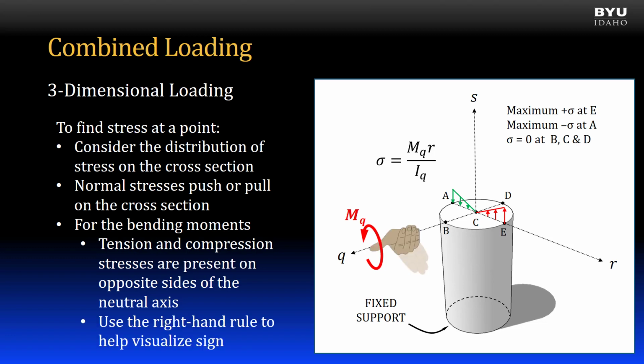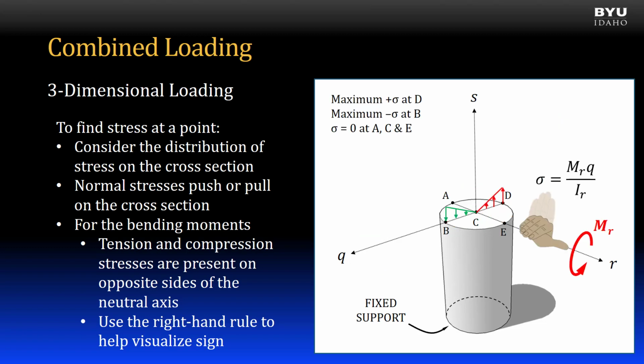Use the right-hand rule to determine which side is tension and which side is compression. The fingers curl up from the tension side and swing around to push on the compression side. For this positive moment, the maximum tension stress is at point E, and the maximum compression stress is at point A. The stress distribution shown is not totally accurate. As more accurately shown here, the distribution is over the full cross-section.